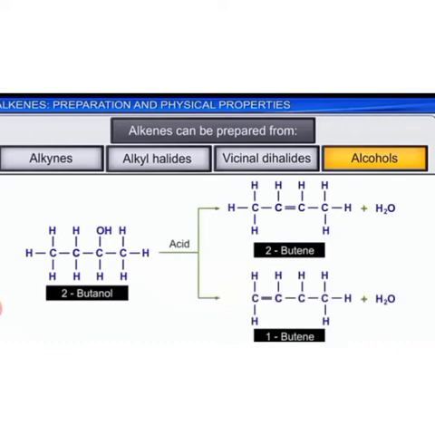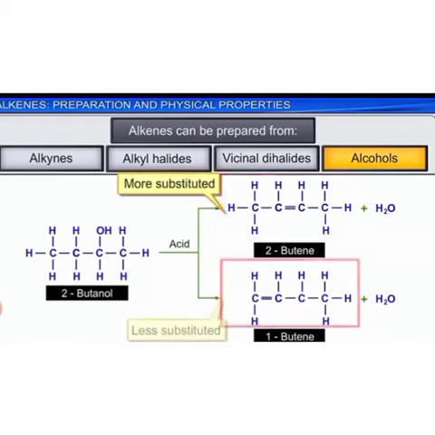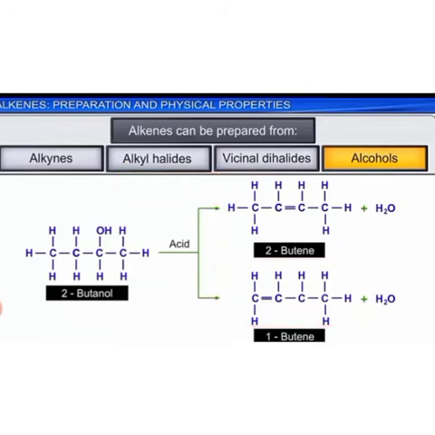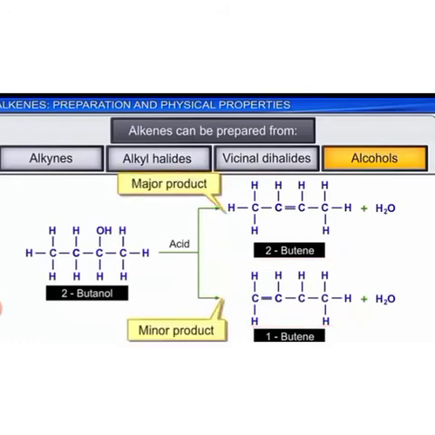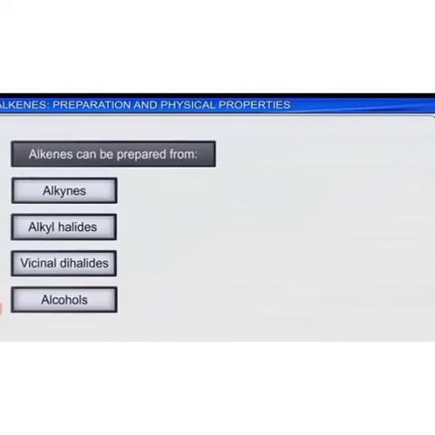However, 2-butene is more substituted than 1-butene. Hence, the more predominant product is 2-butene. Thus, we see that alkenes can be obtained by many different methods.